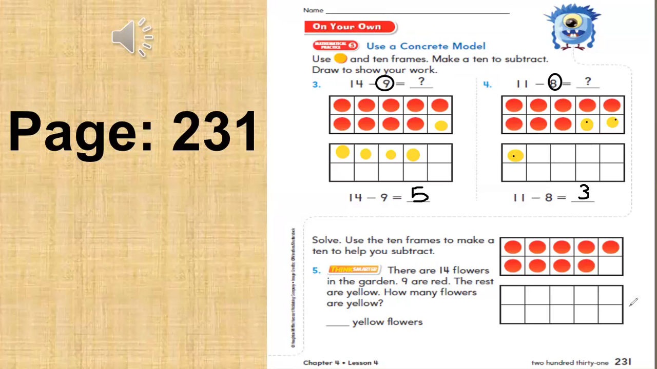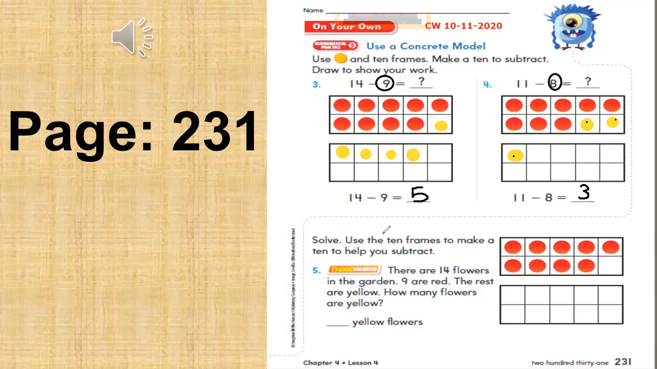Also, you have learned the backward counting. So you can do the backward counting also. From 11, move 8 back. 11, you can count 10, 9, 8, 7, 6, 5, 4, and 3. You can do it that way also. You can count backwards.